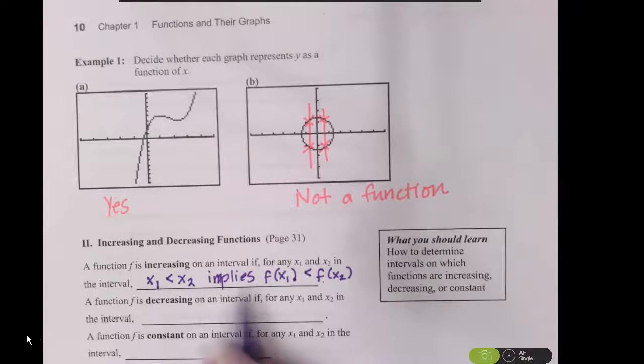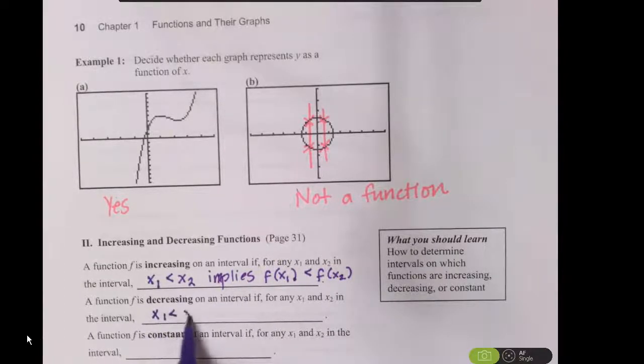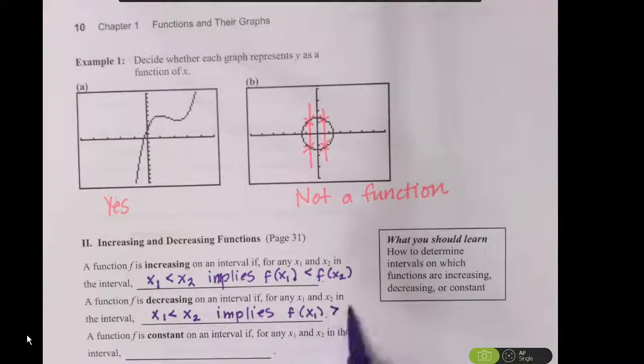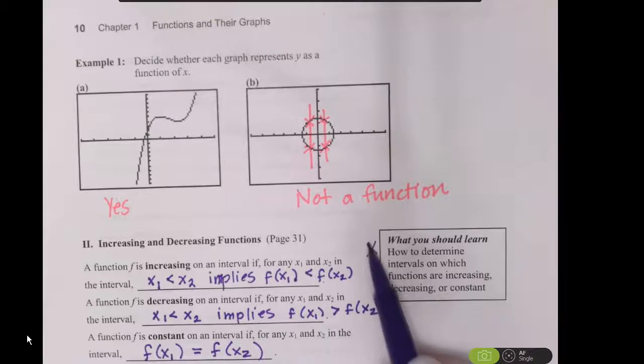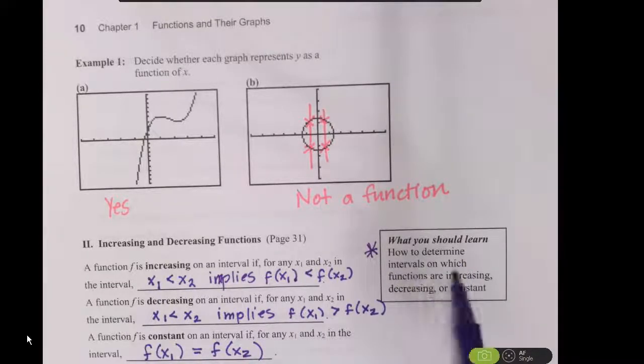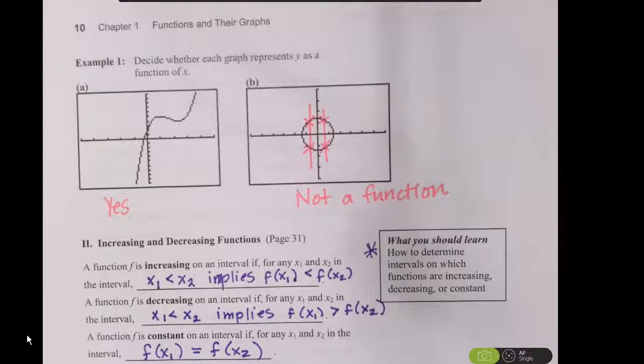A function is decreasing when we have the inverse of that true. And a function is constant on an interval if for any x1 and x2 in the interval, f of x1 is equal to f of x2. So as we look at different graphs, we'll determine intervals on which functions are increasing, decreasing, or constant.